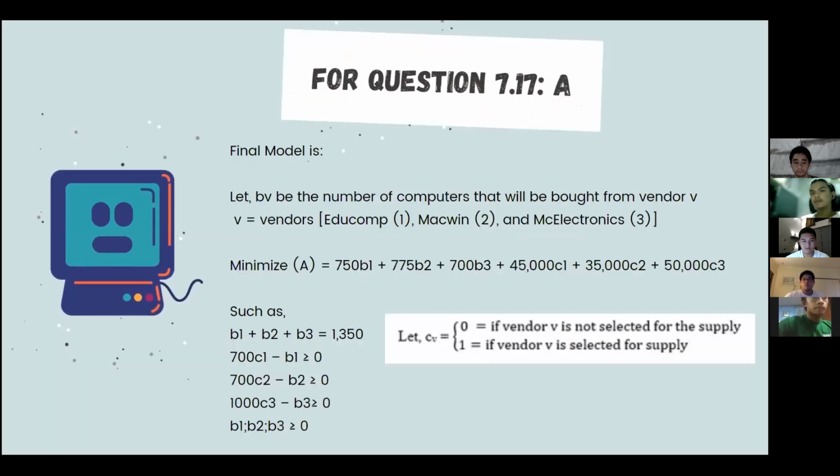For question A of 7.17, the problem asks to formulate a model in algebraic form to determine the minimized cost of the school district for the computers that they will purchase. With this, the group utilized this final model, which is: let B sub V be the number of computers that will be bought from the vendors, and variable V as the three vendors directed by the school board. Lastly, the group used the constraints shown on the slide in order to answer the first objective, which is to find the minimized cost. Next slide, please.